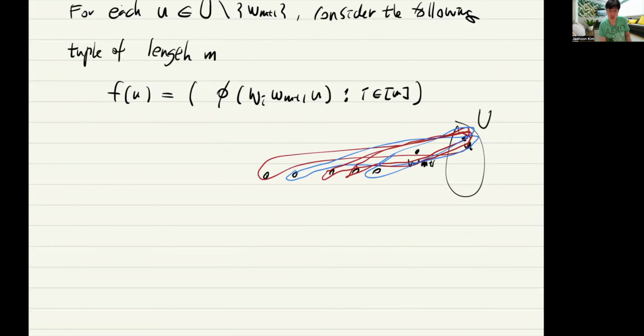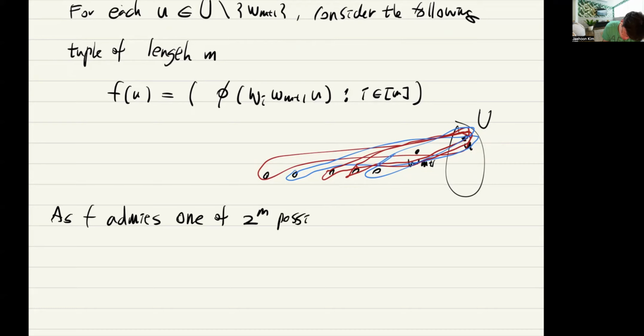And now we kind of see what we are going to do. We want to collect all the u which have the same pattern. And then we keep them, and then we delete the rest of the u. And then we assign such coloring as this is red, this is blue, this is red, this is red, this is blue. We assign that to the pairs. So as this f takes one of 2 to the m possible tuples, we use the Pigeonhole principle.